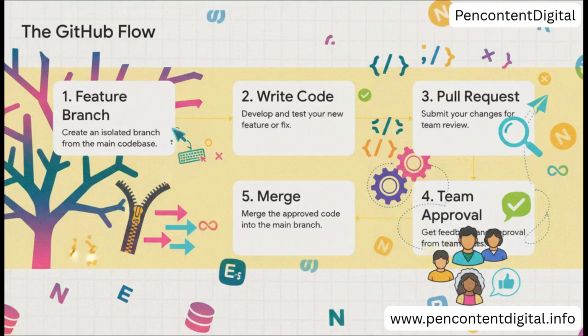The answer is a really structured workflow, and you'll often hear it called the GitHub flow. So instead of everyone just piling their work into the main code base, each developer creates their own isolated feature branch. They do their work there in a safe space, and only after the code is finished, tested, and, this is key, reviewed by the team, does it get merged back in. It's a system built for safety and for clarity.